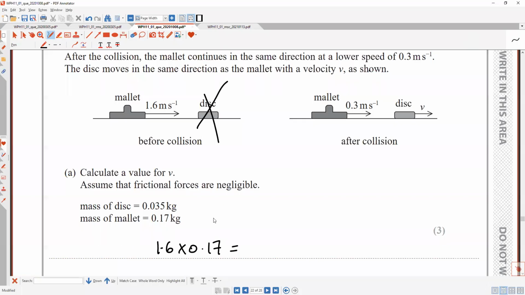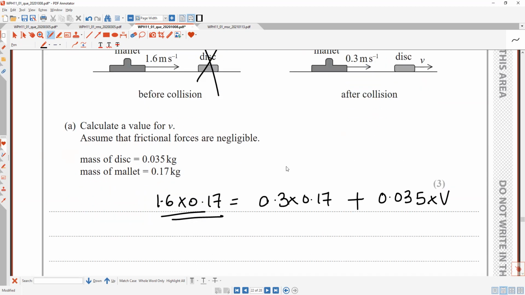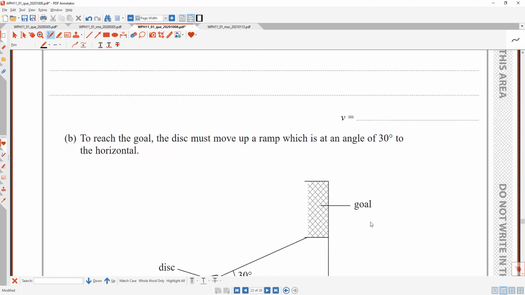This is the momentum before the collision. Momentum after the collision is the mallet going at 0.3 into 0.17 plus the disk's velocity, which I don't know, but the mass is 0.035 into v. Okay, so if you bring this over here, minus, and divide by 0.035, your answer should be around what? How much was it? 6.3 meters per second. Okay? Fine. They're almost at the brink.